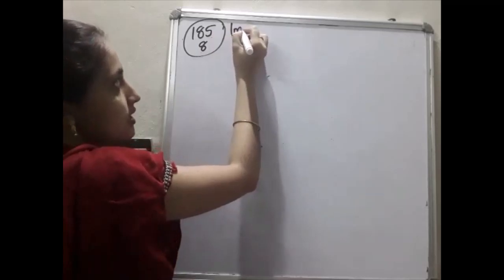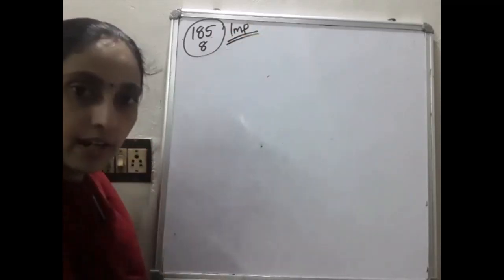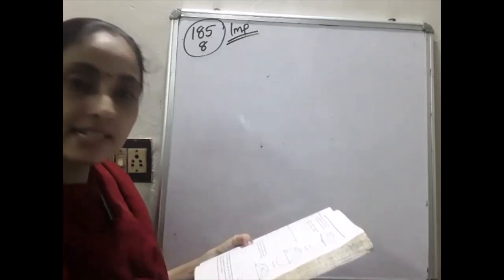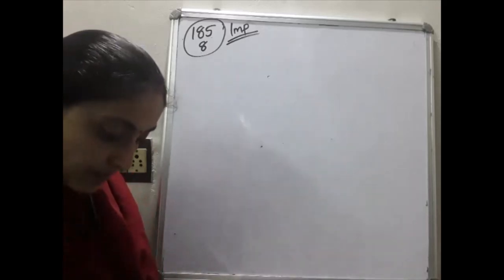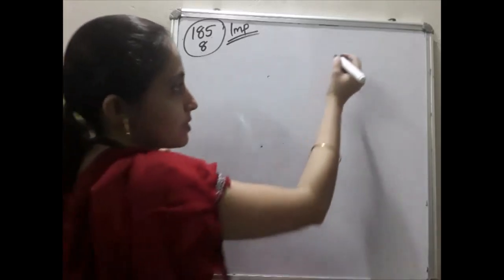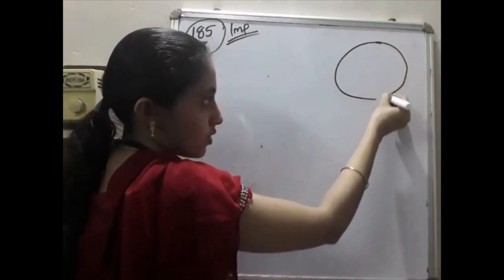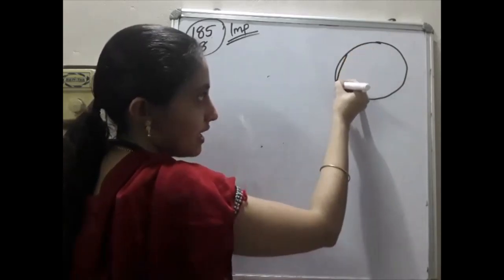Very important question, this question is asked so many times in the exam. So the question is: if the non-parallel sides of a trapezium are equal, then prove that it is cyclic. That means non-parallel sides of a trapezium. So you have to prove it is cyclic. So you have to construct one circle and in that circle we have to draw a trapezium.